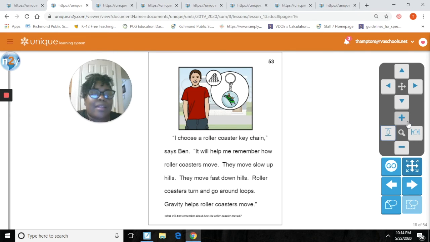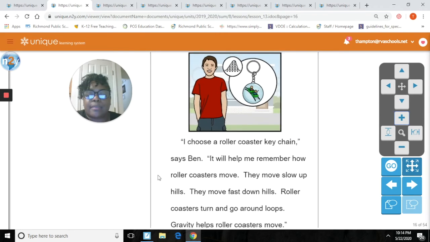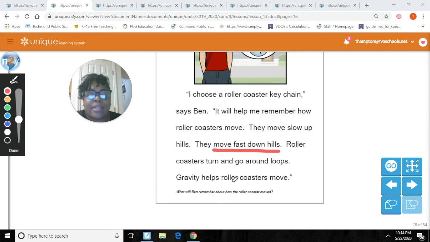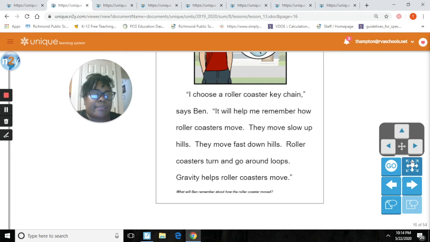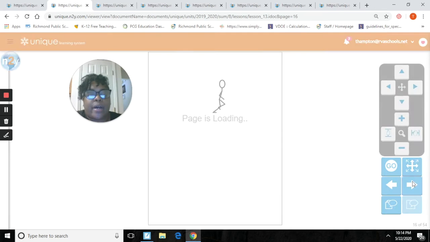Okay, so let's see what our focus statement or question says. It says, what will Ben remember about how roller coasters moved? How did they move? What did he say? He says they move fast down hills. What do they do? They turn and go around in loops. Okay? If you said something like that, you were correct. We're answering a lot of questions, aren't we? And I know you're doing a great job.